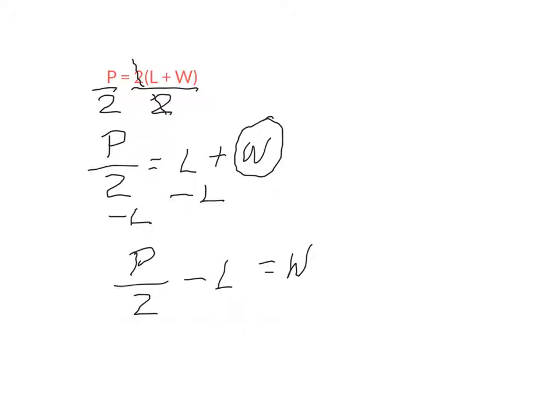Now this looks a little different, but it is the equivalent expression to what we did before. Simply by, if I multiply the L by 2 over 2, I will get the same expression as I had before of P minus 2L over 2.